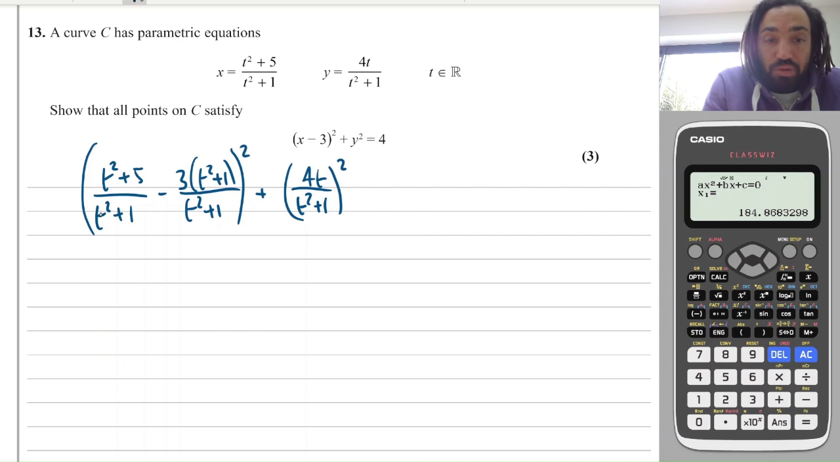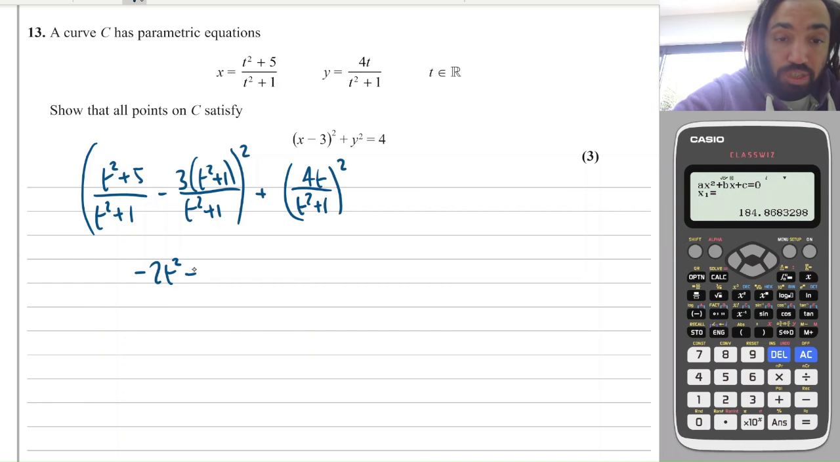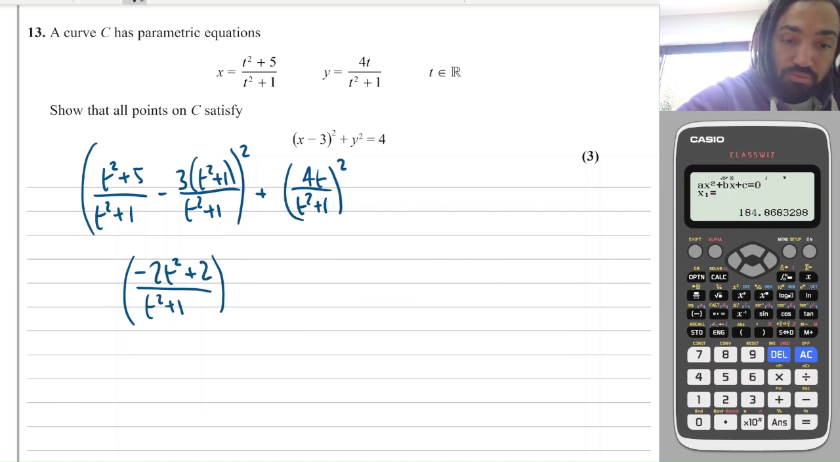Okay, so let's evaluate the top line here. So I'm going to get a t squared minus 3t squared, so that's minus 2t squared, and I'm going to get a 5 minus 3 times 1, which is plus 2, and that's all over t squared plus 1. And here this one is just going to stay the same for now.